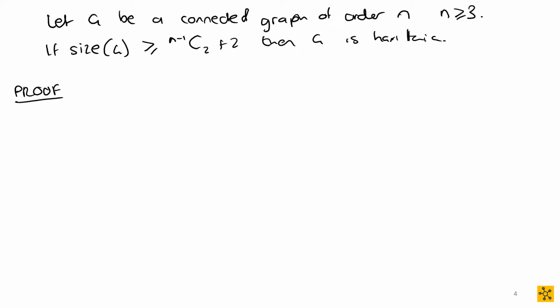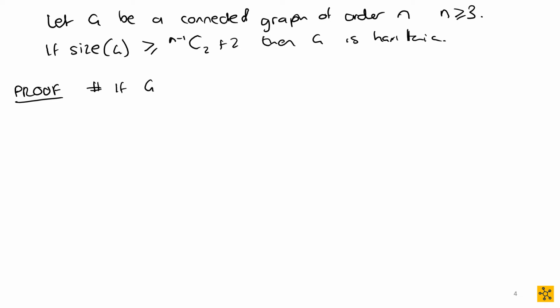So when we're doing this proof, like all the proofs that we've done with Hamiltonian, we notice we can put it into two cases. Either the graph is complete, and if it's complete, it is Hamiltonian, and we're pretty much sorted. We just have to make sure that condition A holds, which is the size of the graph is greater than or equal to n minus 1 C2 plus 2, or we look at the case where G is not complete. So let's start off with the easier case.